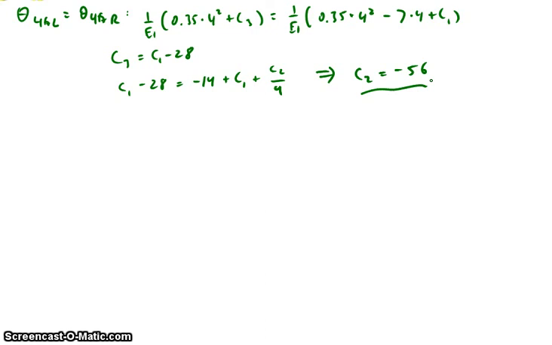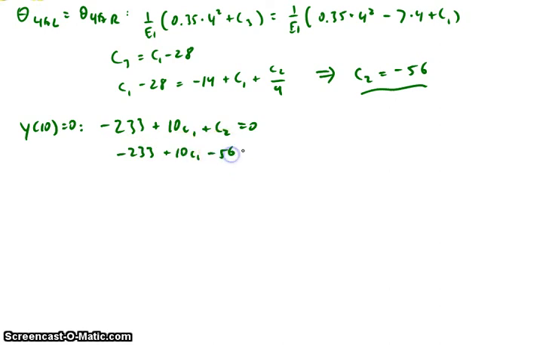So let's go back to our first boundary condition from the first cut, which was y at 10 feet is 0. Recall we couldn't solve directly for any constant, but we were able to reduce it to negative 233 plus 10c1 plus c2 equals 0. Now that we have c2, let's plug that in. Negative 233 plus 10c1 minus 56 is 0, and therefore c1 is equal to 28.9.